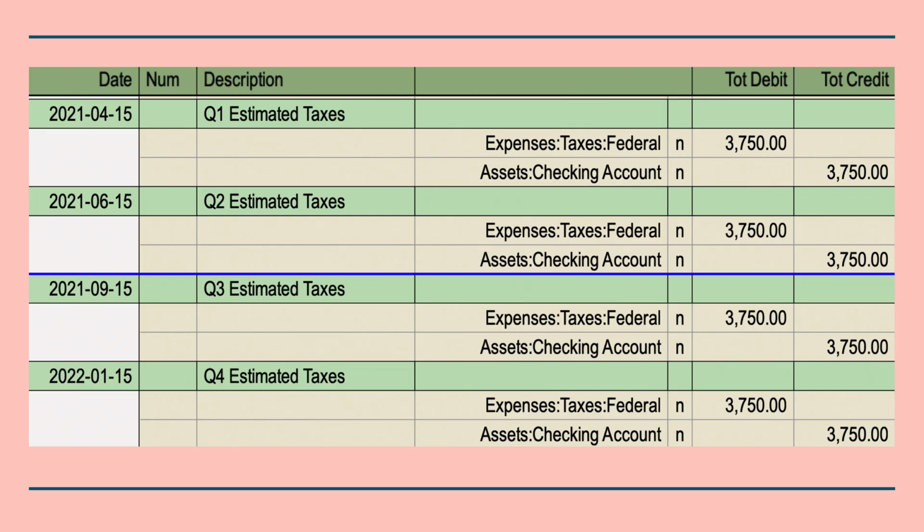The way most of us would do this would probably be to journal an expense on the dates you send in the payments. So $3,750 in estimated taxes paid on April 15th, June 15th, September 15th, and January 15th of next year. But there's a problem with doing it this way.